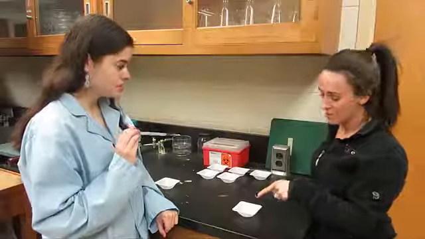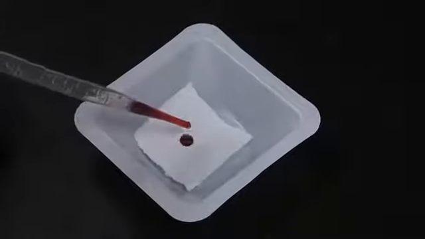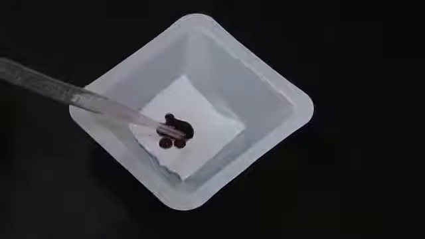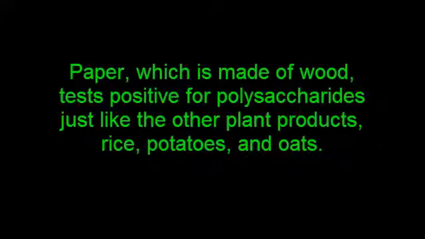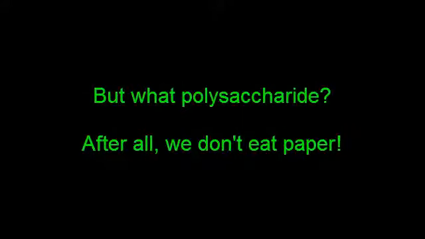This is a piece of paper. Iodine interacts with paper, indicating a positive result. The paper, which is made of wood, tests positive for polysaccharides, just like the other plant products, rice, potatoes, and oats. But what polysaccharide? After all, we don't eat paper.